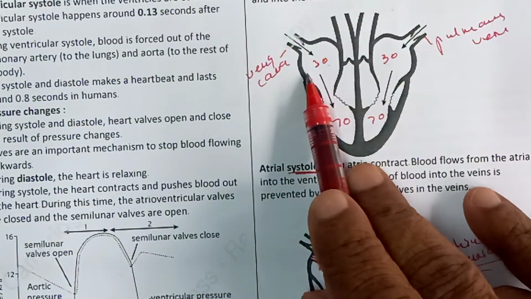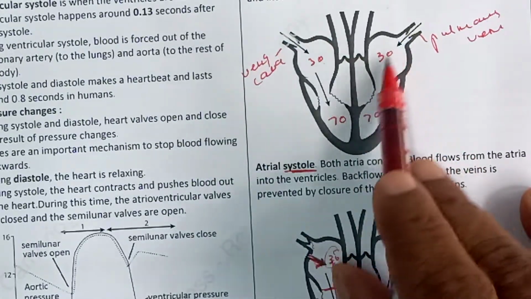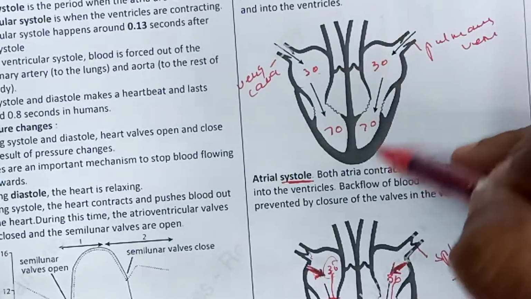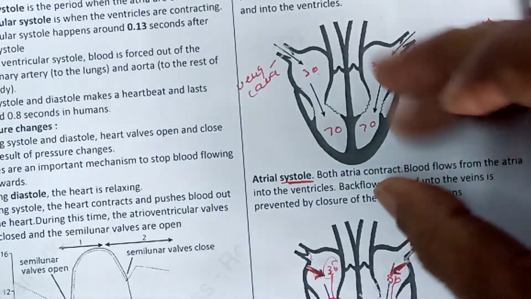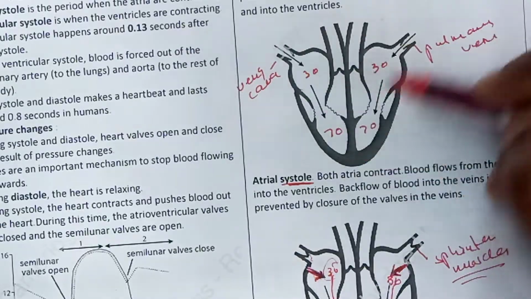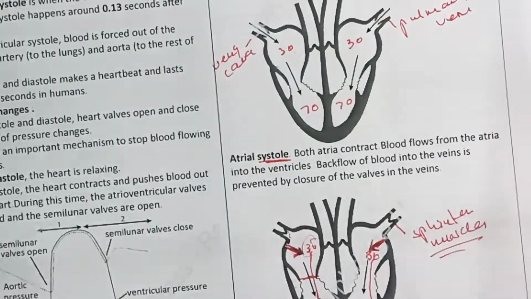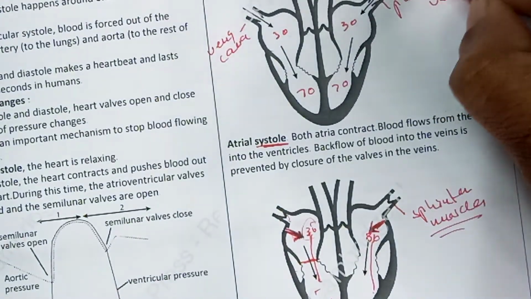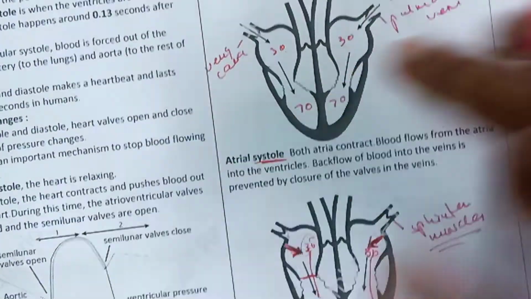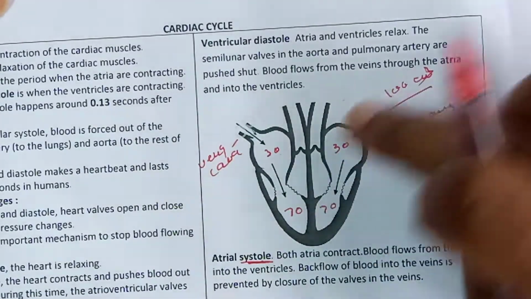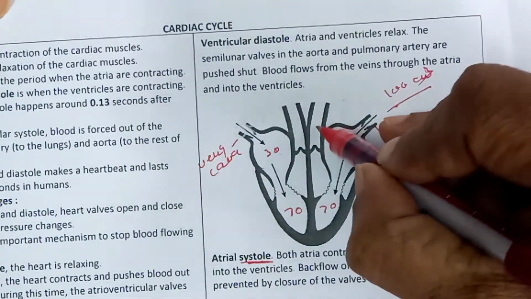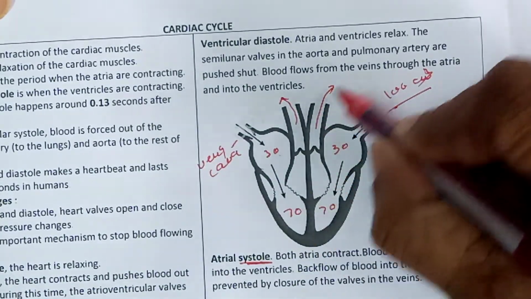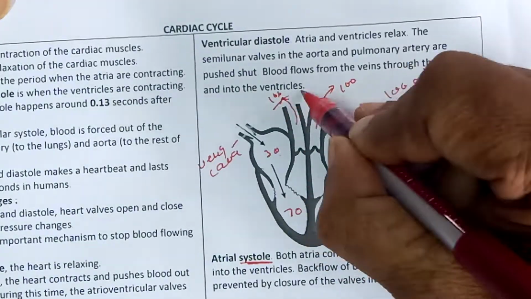Don't forget that the atria are small chambers, and these are large chambers. So a lot of blood is pumped out. So you get the point. Here the cardiac output will be about 100 centimeter cube. This is an example, not exact science. The cardiac output is from here. 100 is moving out here.